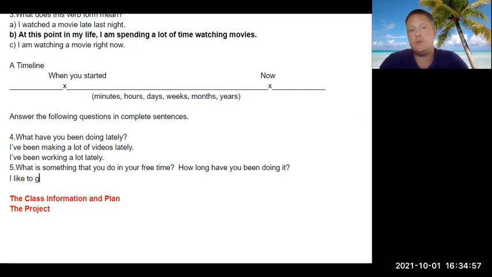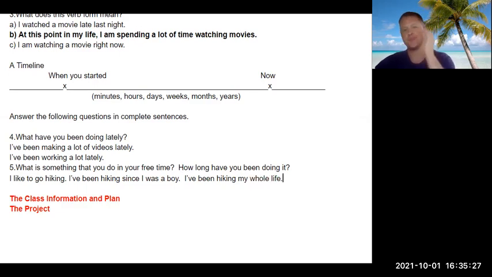I like to go hiking. How long have you been doing it? I've been hiking since I was a boy. So I've been hiking my whole life. Okay.